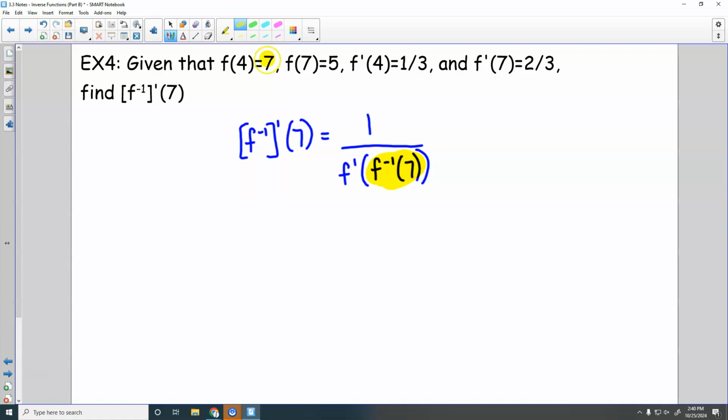Where do you see that happen? f of 4, right here. There's your 7 as your y-coordinate. So the inverse that goes with it is 4. So we will have f inverse of 7 is 4. So that means now we've got 1 over f prime of 4.